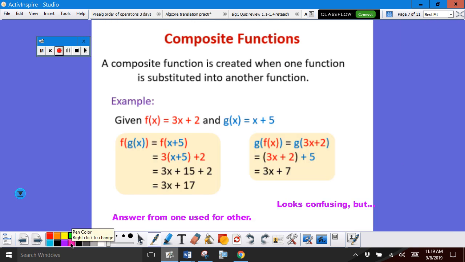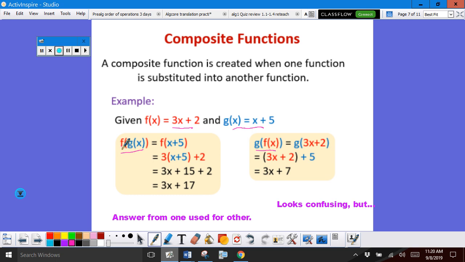Okay, let's talk about composite functions, which is the next step of functions. So these, they look confusing, but they're actually pretty simple. You can see that I'm still given two functions. I have f of x and g of x, but all of a sudden, they're going to be written inside of each other.